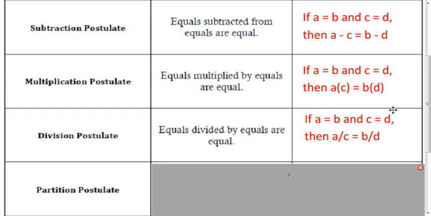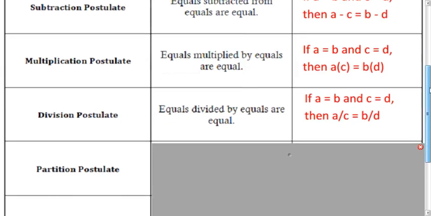And with the multiplication postulate, although it's true that when you're multiplying by 0, everything will be 0, that's really not the best application of the multiplication postulate because it'll turn everything to 0. So we really try to avoid using 0 to multiply both sides of an equation.